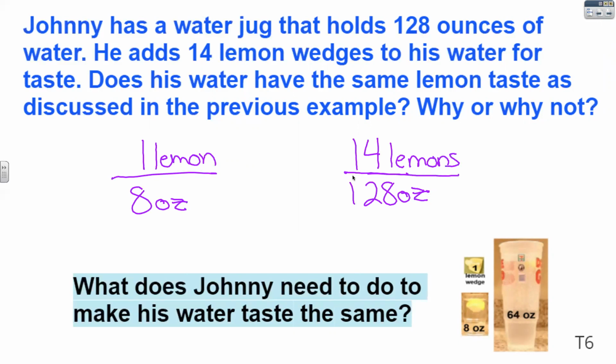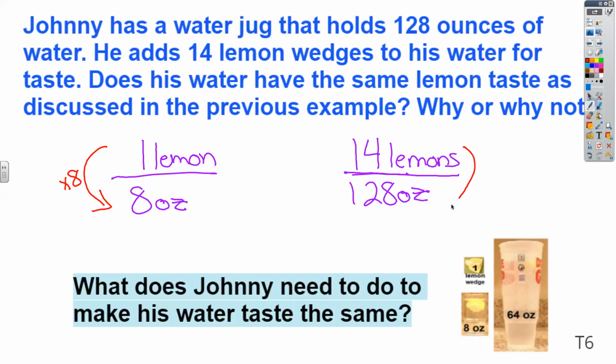Just like what we did on the other side, this is the way you check it. You're going to see, is this an equivalent fraction? That's all it's really asking you. I could do it like this. I know 1 to 8 is times 8. Same thing on the other side. Is 14 times 8 going to give me 128? Let's check. 14 times 8.